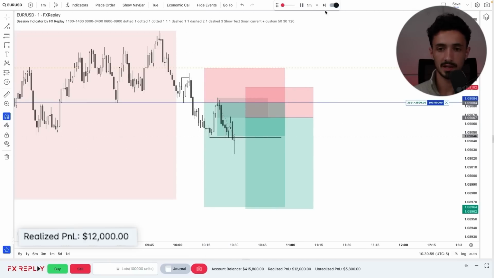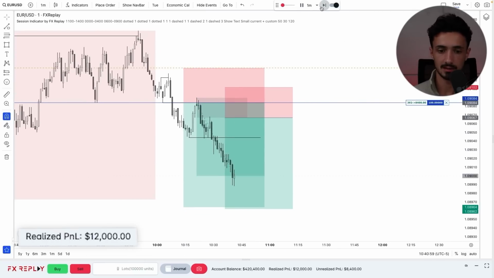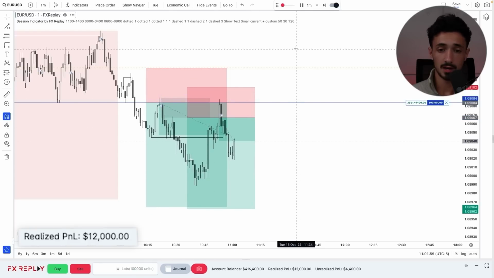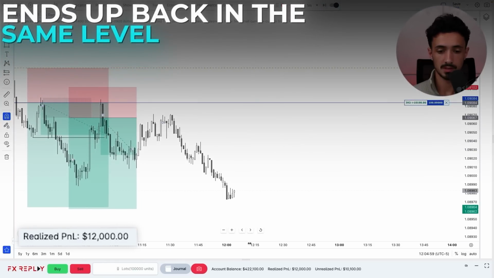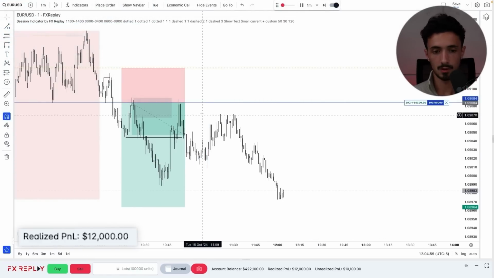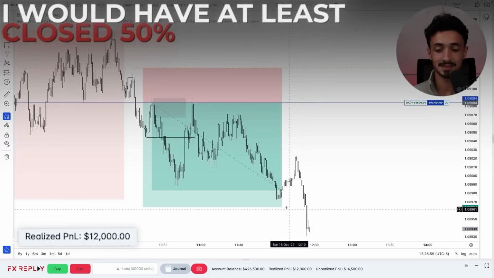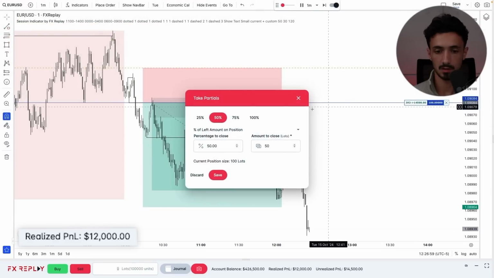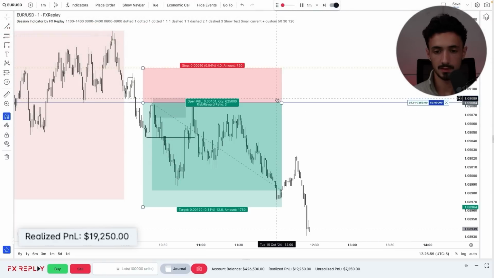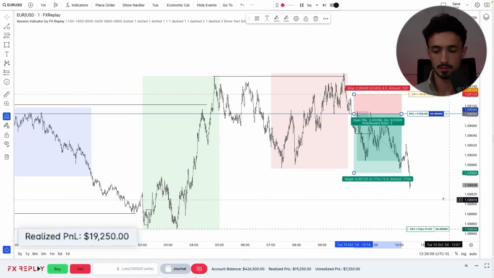Additional confirmation, we're essentially continuing in our price direction, right? You can see it again in here, comes back in, respects the old high, begins trading out, ends up back in the same level, begins the process of pushing away, and now we're heading to our 3R level, right? So at that point, I would have at least closed 50% of my position. So I'll close 50% of my position. There's 50% closed and then 50% to run to the swing low.